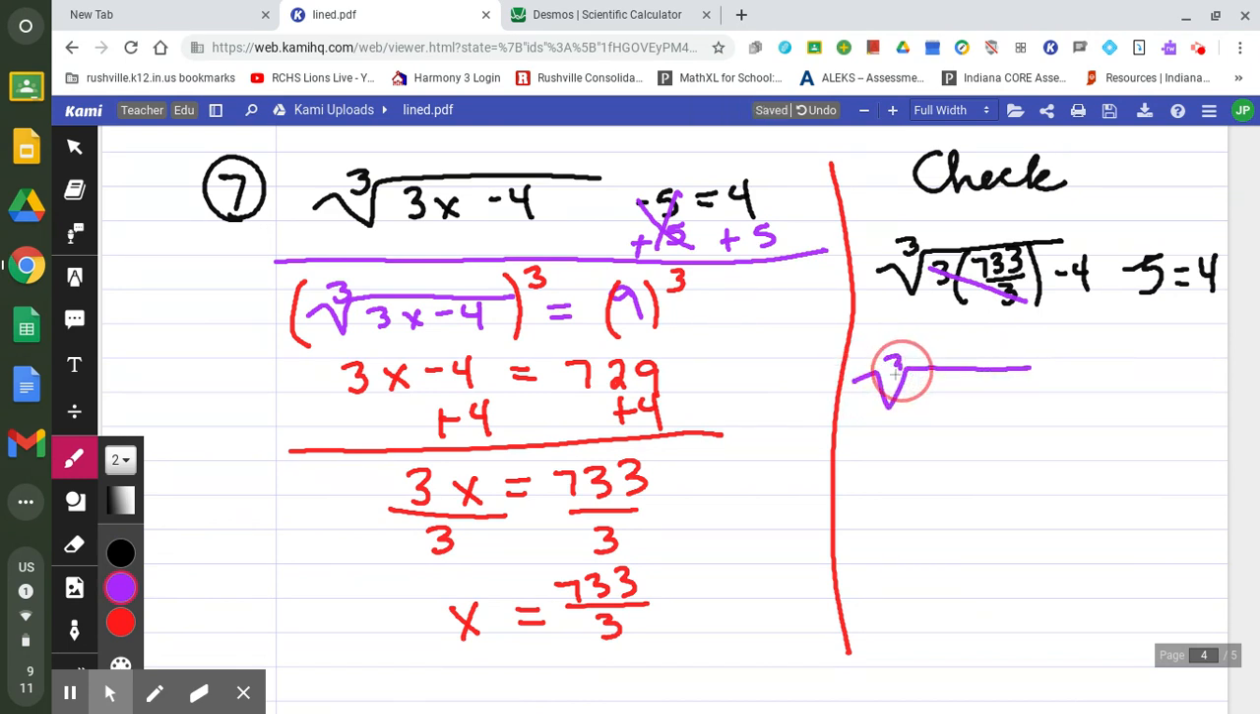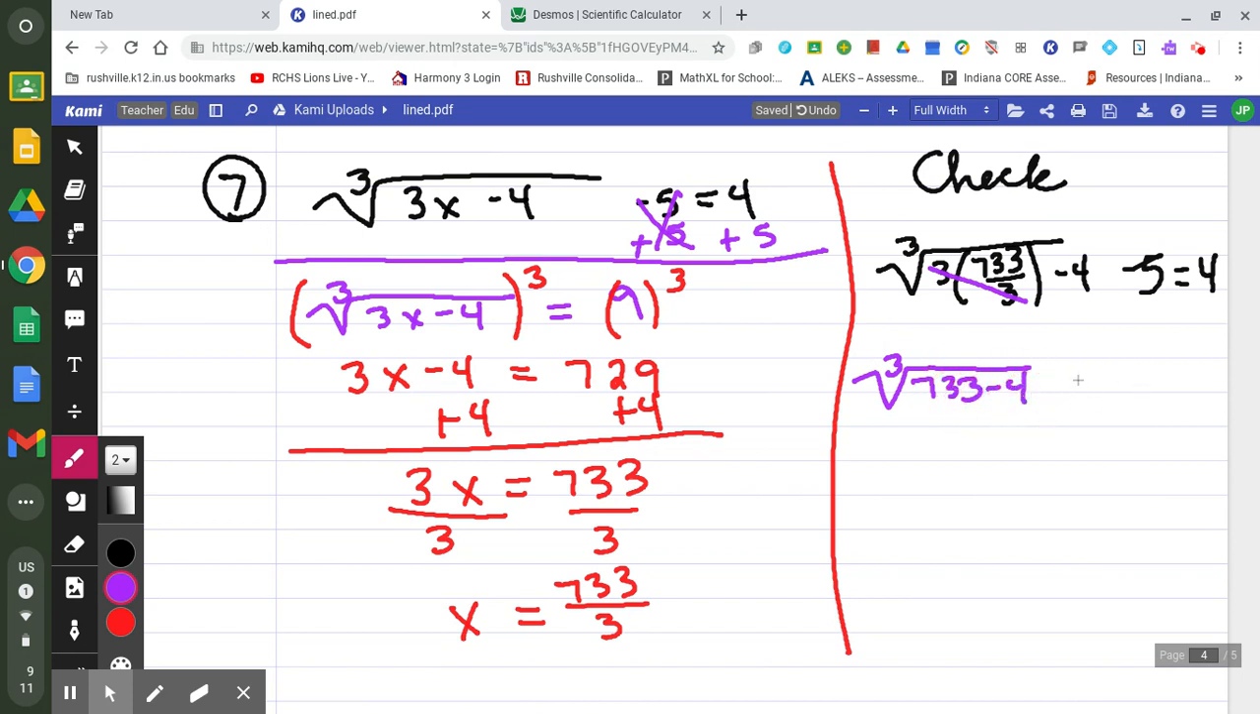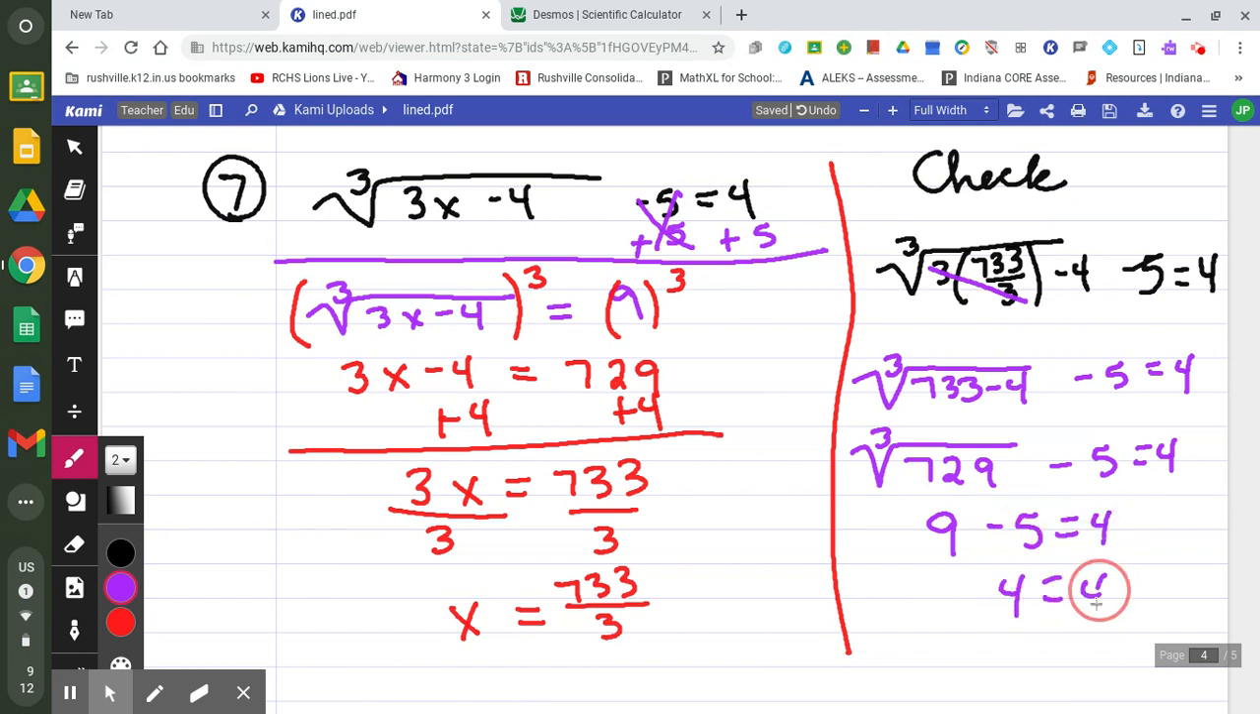So the cube root of 733 minus 4 minus 5 equals 4. Cube root of 729 minus 5 equals 4. The cube root of 729, again, you can put that in your Desmos calculator. 9 minus 5 equals 4. And because that checks out, that is my answer.